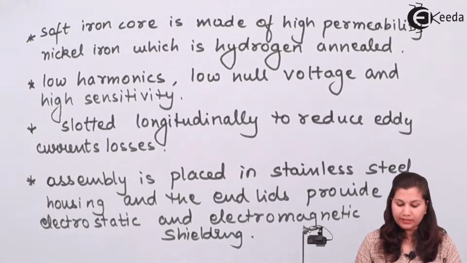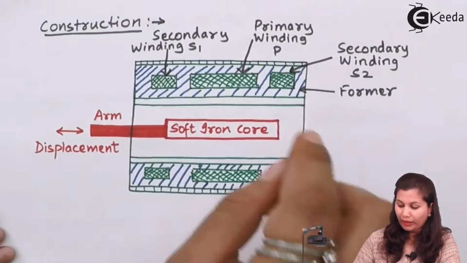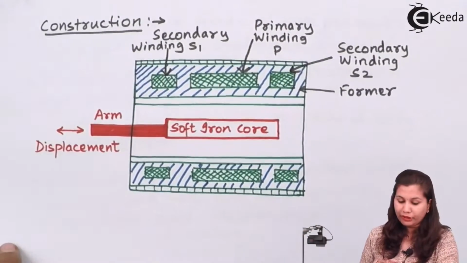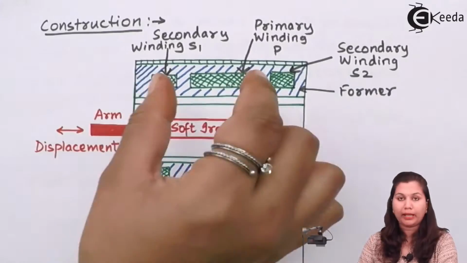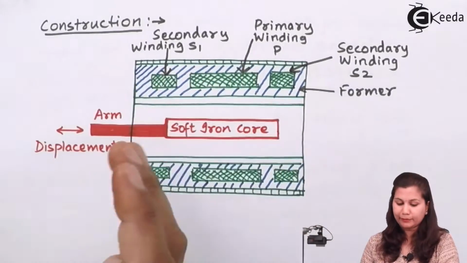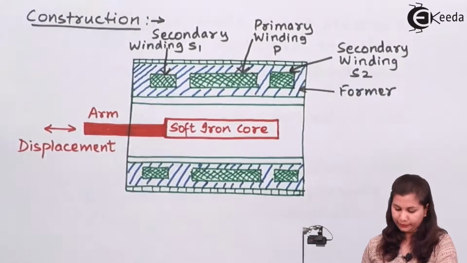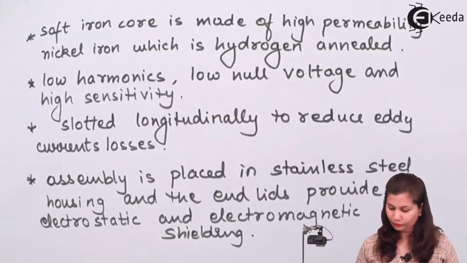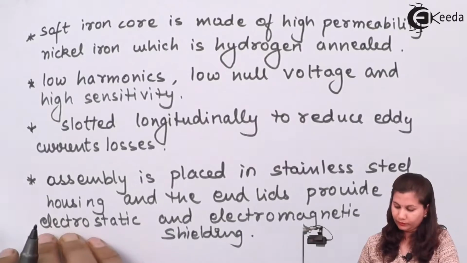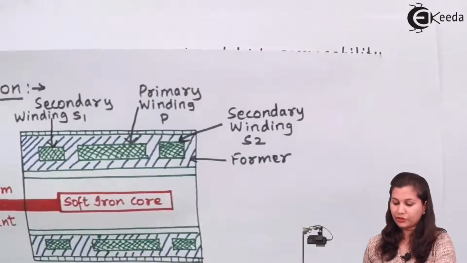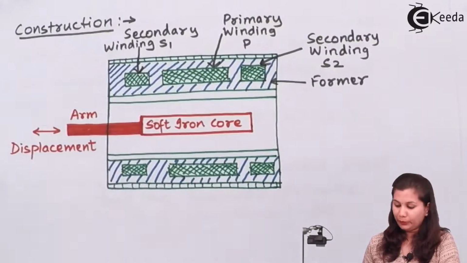Now here we have seen that the primary winding is excited by an alternating current source. The frequency of this AC applied to the primary winding is between 50 hertz to 20 kilohertz. So this was the complete construction of the LVDT.